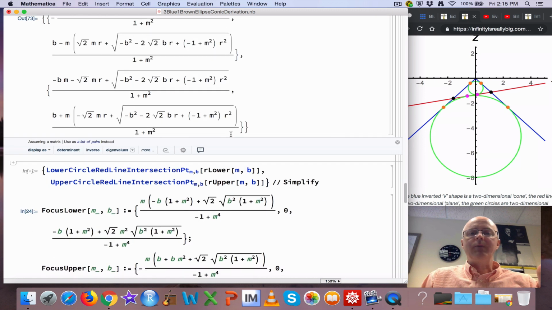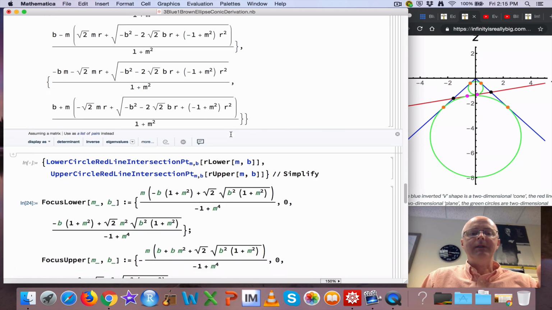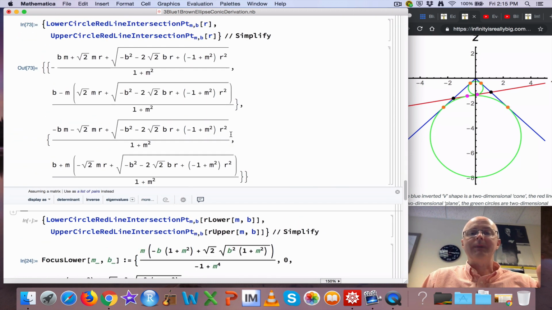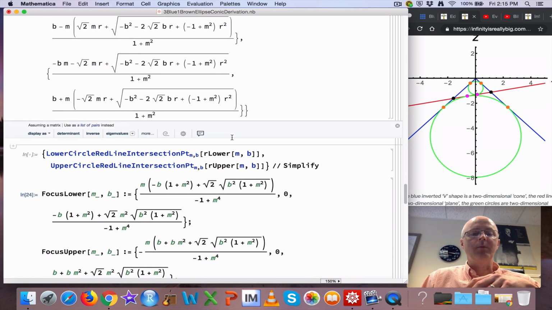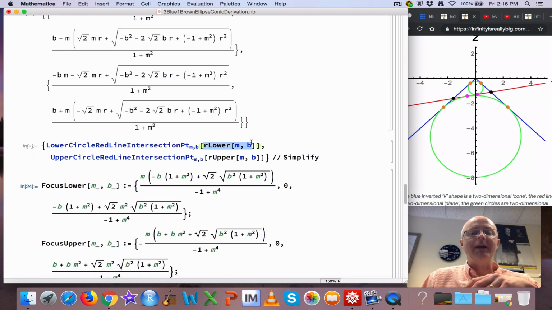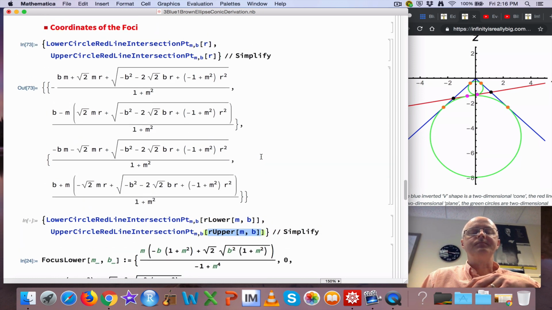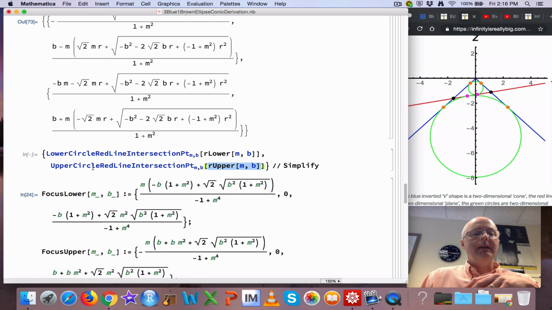What I'd really like to do, though, is figure out how those coordinates depend on just m and b for both, let me say, spheres now. I'm not talking circles anymore. For the spheres in the three-dimensional picture. So really I need to plug in the r lower and r upper functions in for r into these equations, into lower circle red line intersection point and upper circle red line intersection point. I should probably call them spheres instead of circles here.